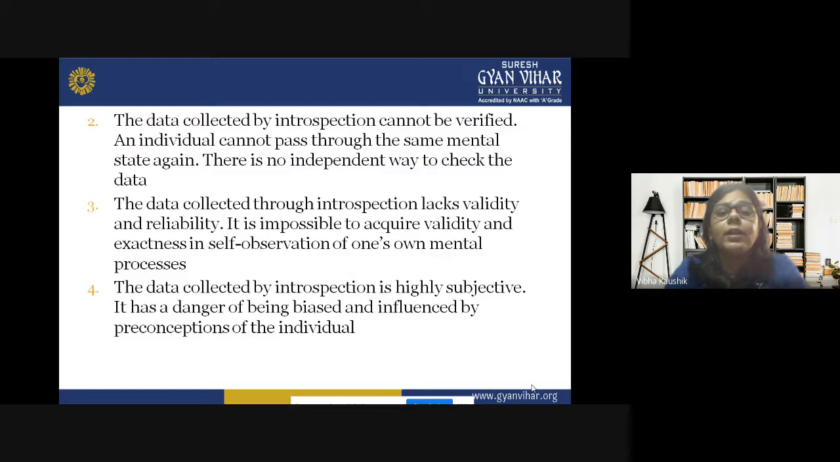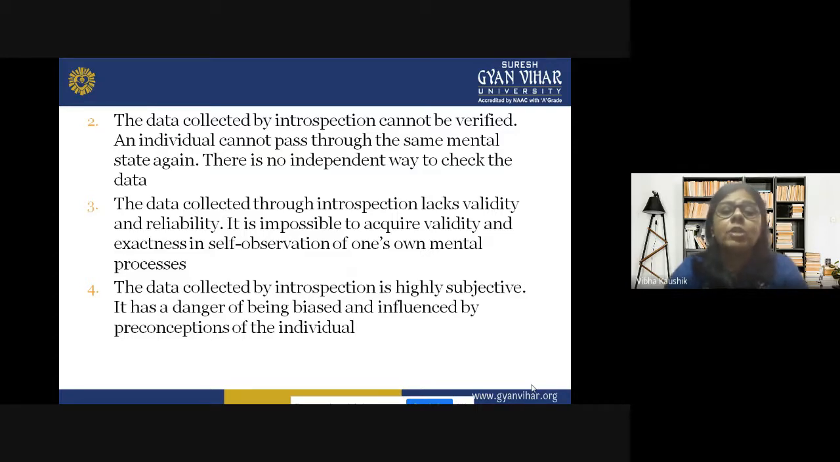The data collected by introspection cannot be verified. An individual cannot pass through the same mental state again. There is no independent way to check the data, or to check whether the data collected through that particular phase can be verified or not.